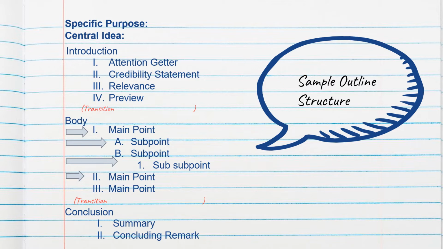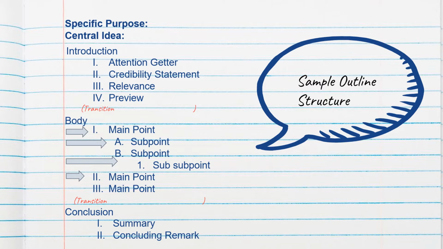In the outline that you see here, the introduction, body, and conclusion are very clearly labeled. For the introduction, there are 4 components. All of those components are identified with Roman numerals 1, 2, 3, and 4. For the body of the speech, your main points again are identified with Roman numerals, and then your subpoints are indented even more, and they are identified with uppercase letters.